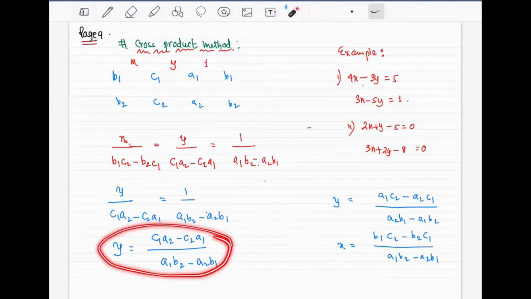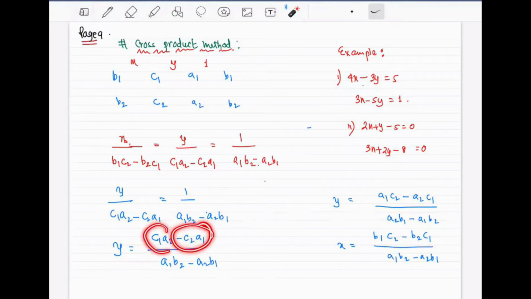Is the value of y same? You will say no, because c2 a1 is this one. It's reverse, right? C2 A1, C1 A2. Here is C1 A2, C2 A1. A1 C2 and C2 A1, same thing, isn't it? Denominator is also A1 B2, A2 B1. Here is A2 B1 first. But I can change this if I interchange this.